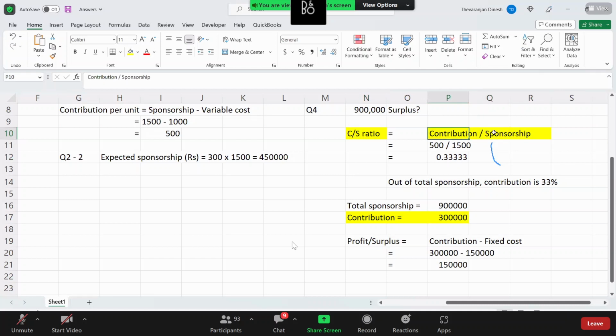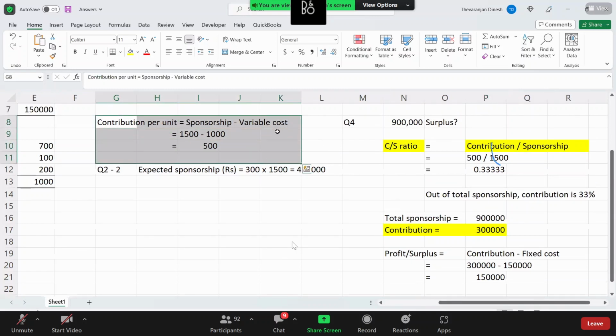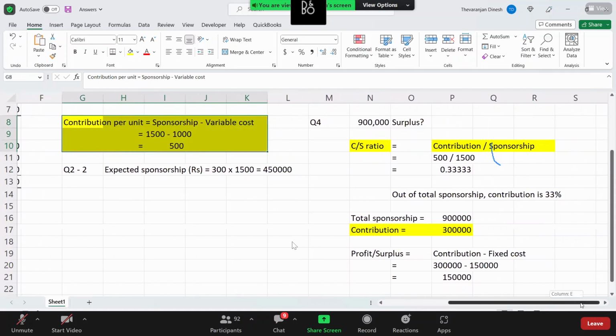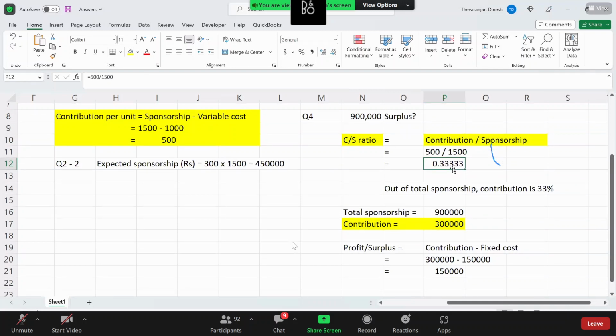Sorry, sponsorship is 1500 per person, that was given in the question. Contribution per person we already calculated, that is 500 rupees per beneficiary. So 500 per person divided by 1500 sponsorship amount, our CS ratio is 0.33333, approximately 33%. The meaning is, out of the total sponsorship, 33% is the contribution.